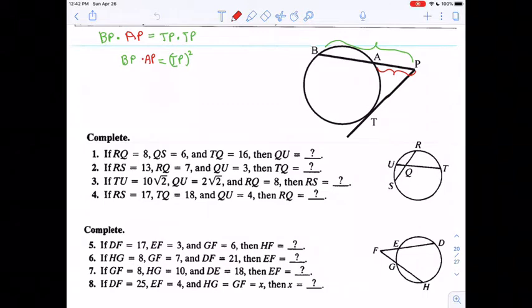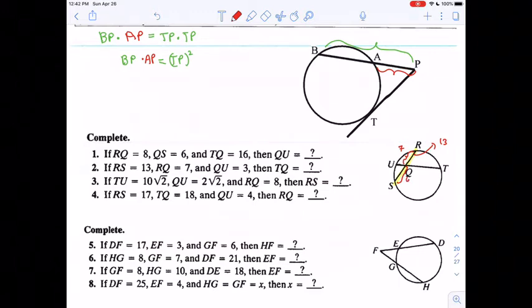I'm going to have you go ahead and do problem number 1 on your own in a minute, but problem 2, you have RS is equal to 13. So if I highlight it, RS is equal to 13. Then I'm given that RQ is equal to 7, which means we know what SQ is. The difference between 13 and 7 is 6.